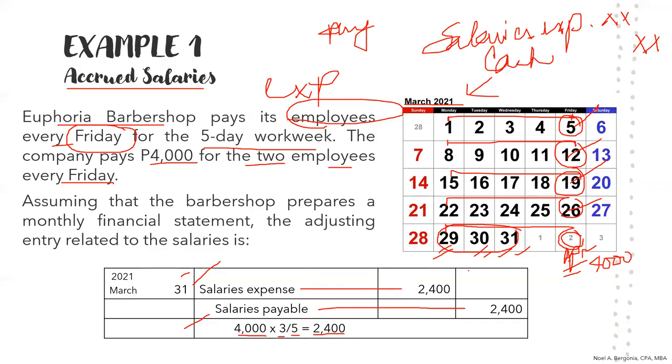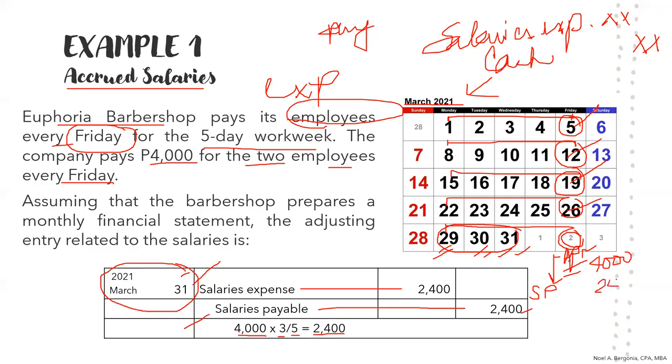Just in case, no, na magbayad sa April 2, ano po ba yung magiging entry niya? Okay. So pagdating ng April 2, ano kaya yung entry niya? So hindi na po yung adjusting entry ha, kasi ang adjusting entry is dated at the end of the reporting period. Pero ano po yung entry pag nagbayad na ng April 2? So ang entry na natin will be, una, debit your salaries payable. Ang utang natin as of March 31 is 2,400.